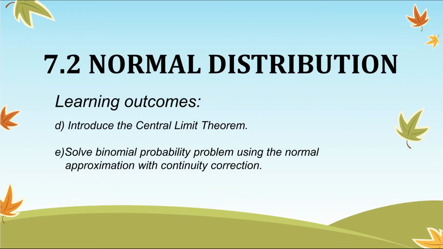For this lecture, the learning outcomes are to introduce the central limit theorem and to solve binomial probability problems using the normal approximation with continuity correction.